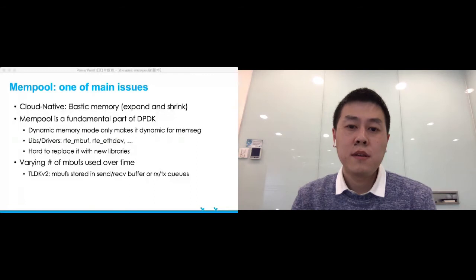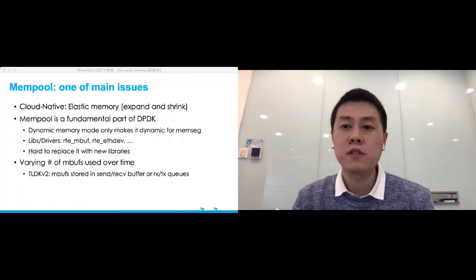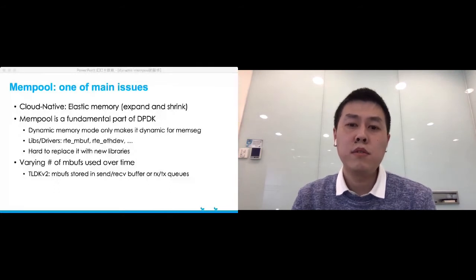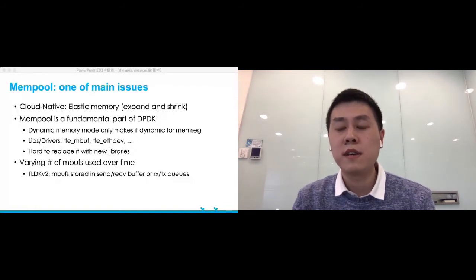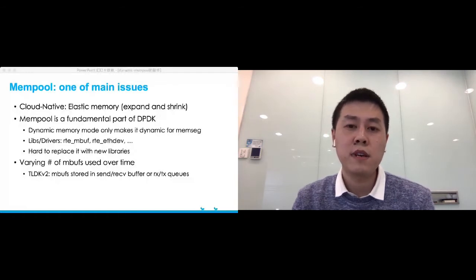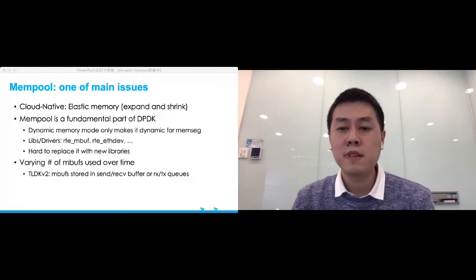From the above comparison, we could find cloud-native applications are quite different from typical DPDK applications. And currently, DPDK could not meet all the requirements of cloud-native applications or environments. And the mempool library is one of the main issues and would be the main topic we'll talk about today. As we all know, mempool is a fundamental part of DPDK, and many important libraries such as rte_mbuf, rte_ethdev, and all device drivers are developed based on it. So it's hard to replace it simply with a totally new library.